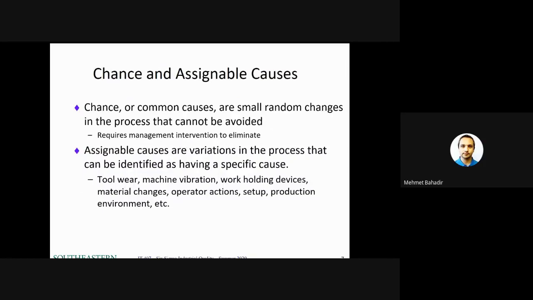In terms of the variation and their causes, now this point is very critical. We have to understand that some variations are acceptable. We cannot run away from variations, but what kind of variation is unacceptable? What kind of variations should signal us something that needs our attention? All right, so chance or common causes, which are small random changes in the process that cannot be avoided. Those are the variations. We accept them. We try to live with them. We try to survive with them.